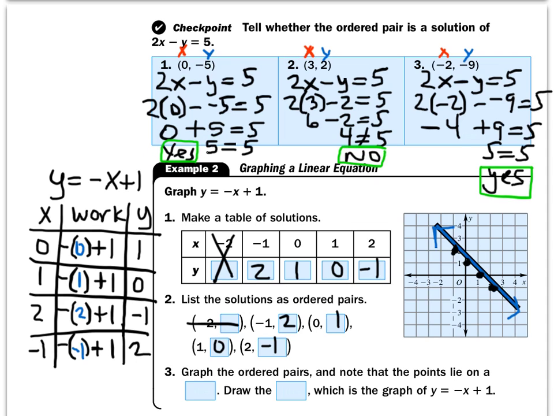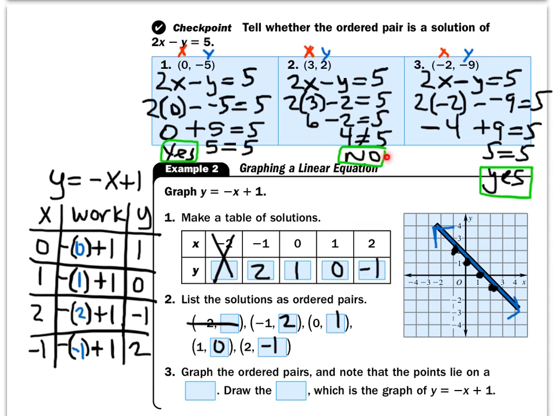Take a look at number 2. Again, write the original equation, 2x minus y equals 5. And now put an x above the 3, because we're going to replace the x with a 3, and put a y above the 2. We're going to replace the y with a 2. So now plug in the values. So 2 times 3 minus 2. Does that equal 5? Well, 2 times 3 is 6, and then bring down the minus 2. And 6 minus 2 equals 4. So 4 does not equal 5. So put the equal sign with a line through it.